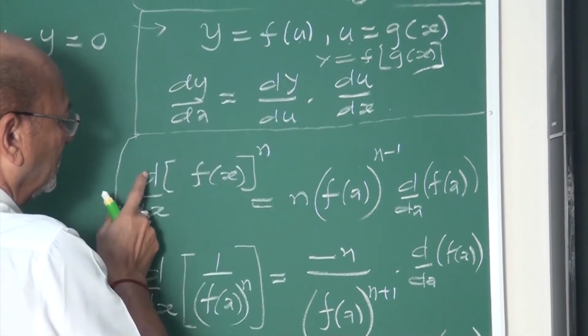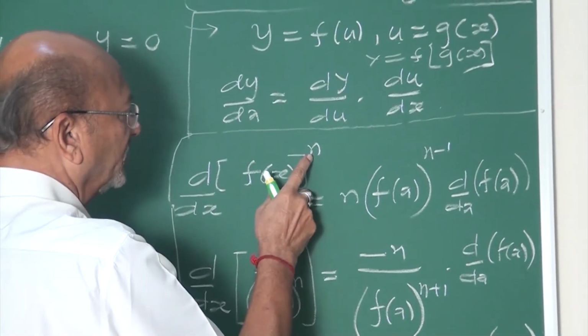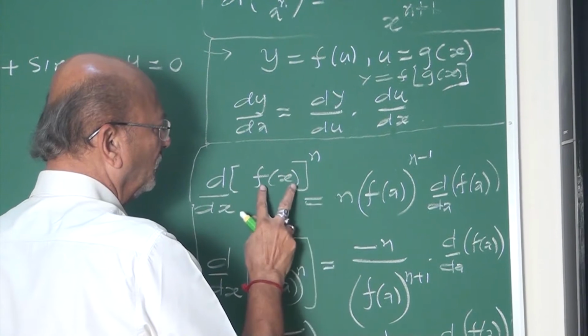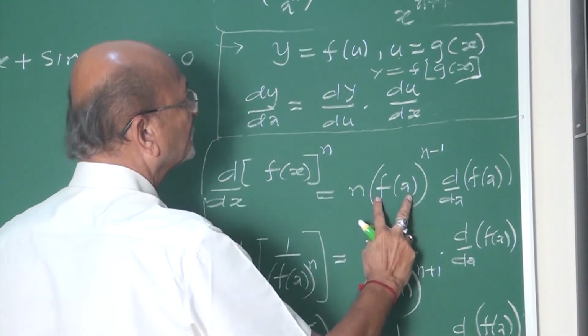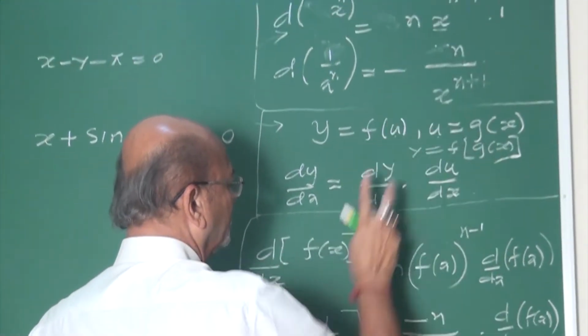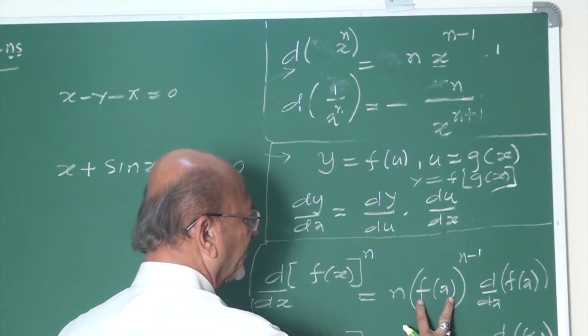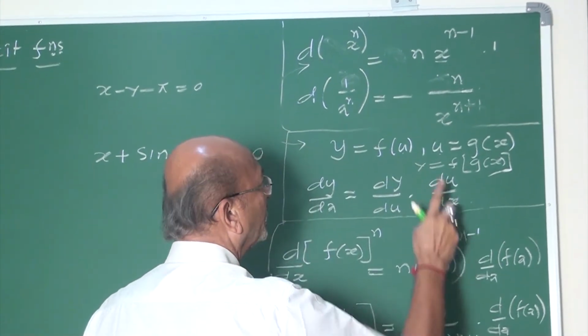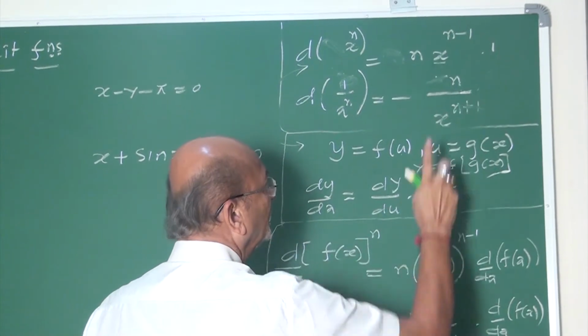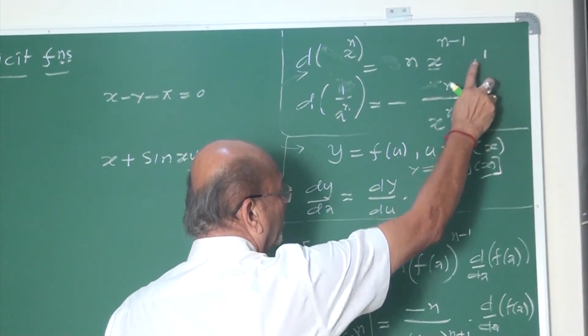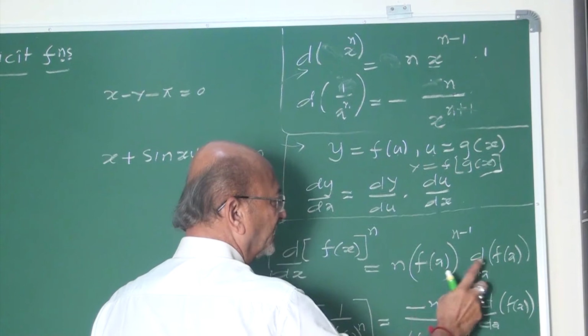Same formula. D by dx of f(x) to the power n equals power into whatever it is. X is x, you write x. Other than x, you write other than x, to the power 1 less, n minus 1. If it is x, don't write its derivative. If it is other than x, write its derivative.